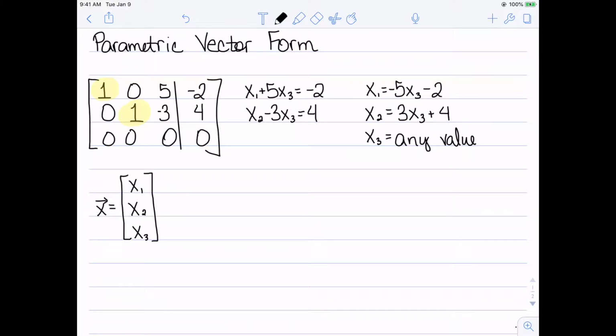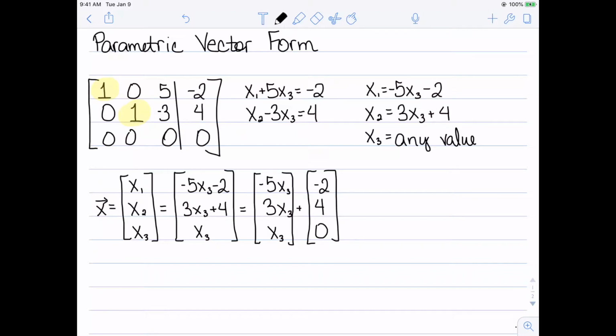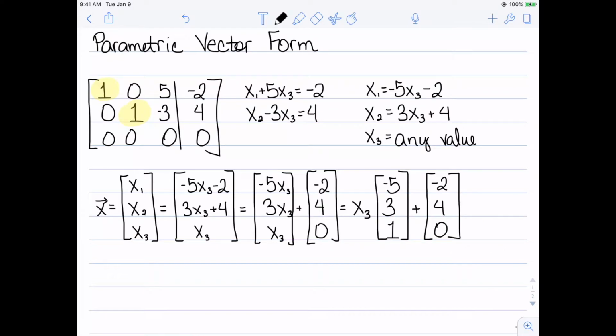We can write a solution vector x equal to x1, x2, x3, and then we can substitute in what we know for these. We know x1 is -5x3 minus 2, we know x2 is 3x3 plus 4, and we don't know anything about x3, so we just write it as x3. We can then break this up. I'm going to write it as a sum of vectors. One, all the terms that contain the variable x3, and then the other one being all of the constants. We can then factor out the x3 to get x3 times (-5, 3, 1) plus (-2, 4, 0). And if we use our scalar multiplication and addition, we'll see that this right-hand thing does get back to what we originally started with.